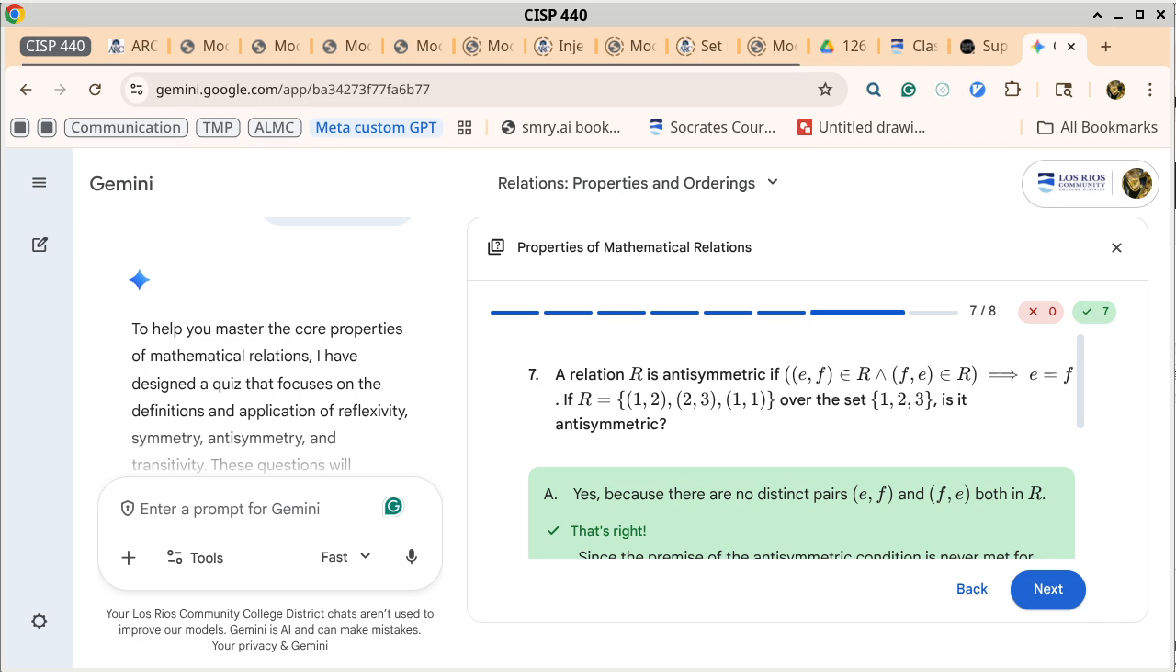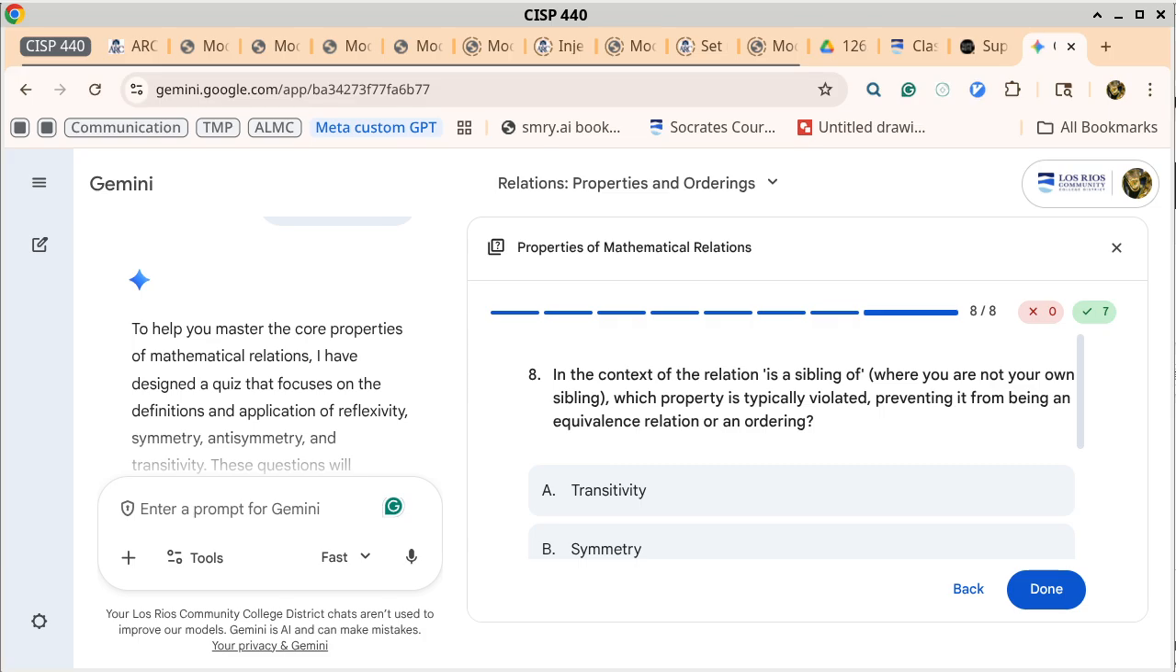All right, moving along to the last question. In the context of the relation "is a sibling of," which property is typically violated, preventing it from being an equivalence relation or an ordering?